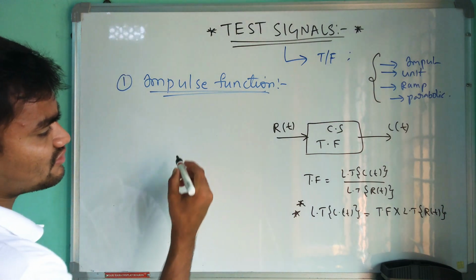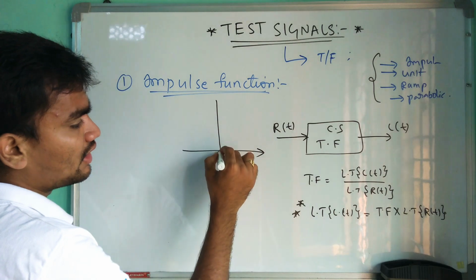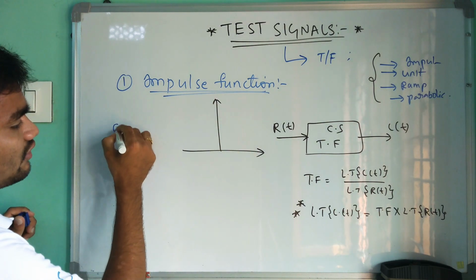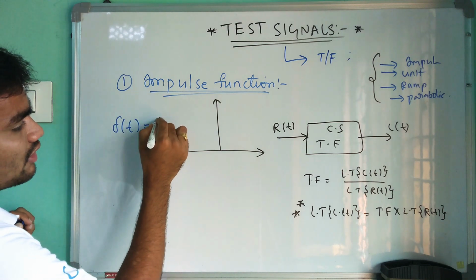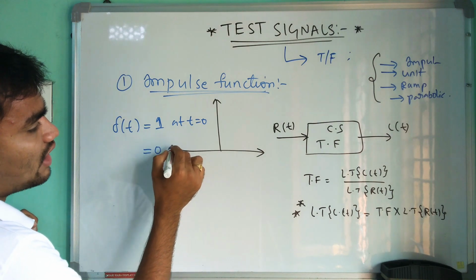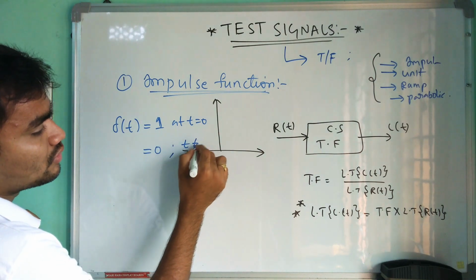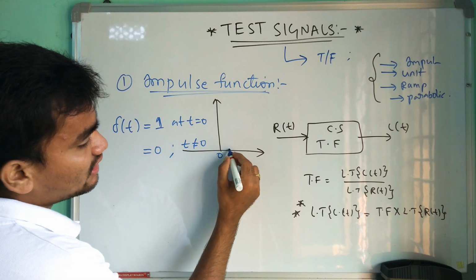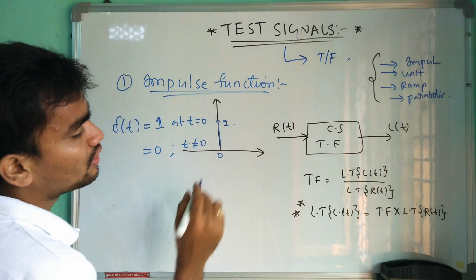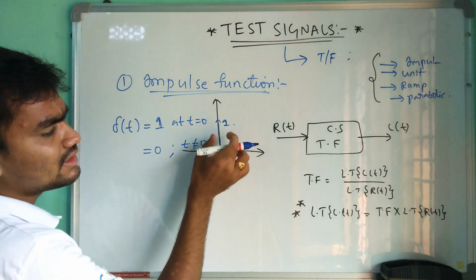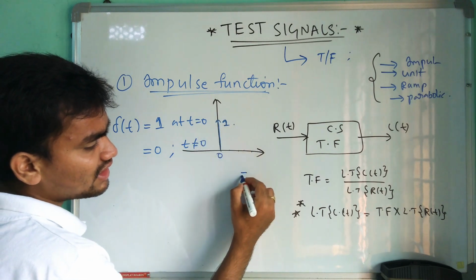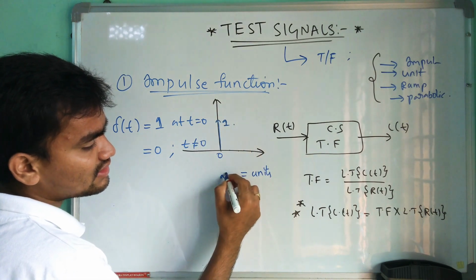So what is an impulse function? If you take this as the axis, then the impulse function is defined as del of t, which is equal to 1 at t equal to 0, and equal to 0 other than at t equal to 0. So the other values will be 0, and at t equal to 0 its value is 1. What exactly does this mean? This can also be written as: the area under this curve is equal to unity.